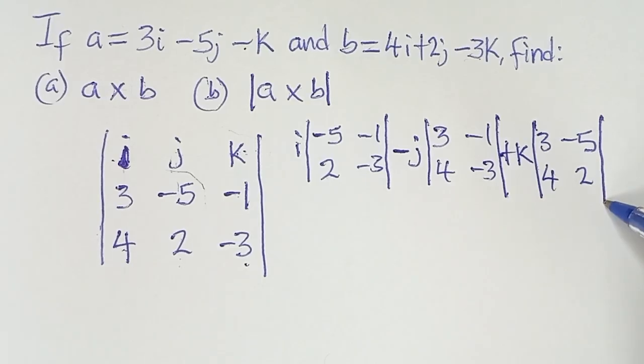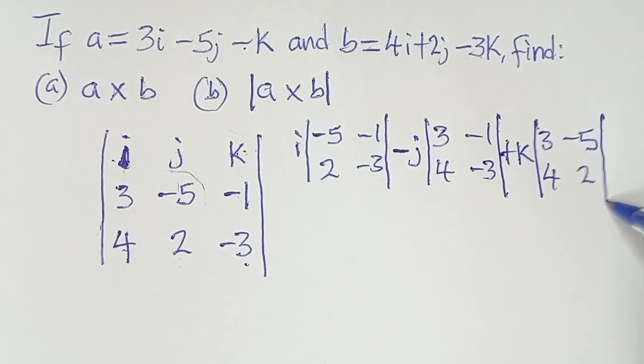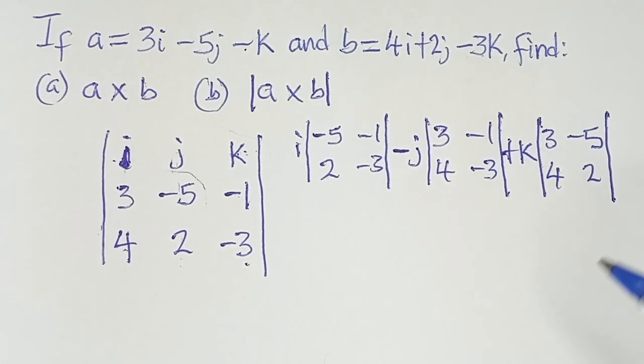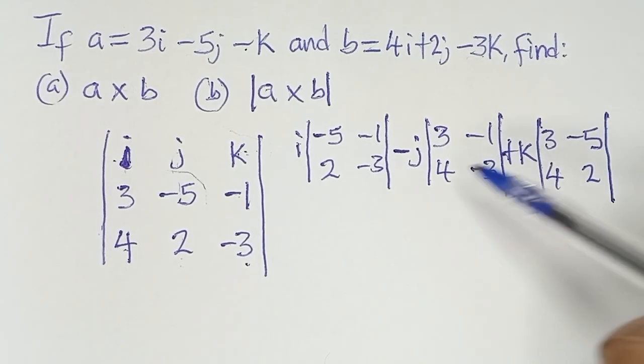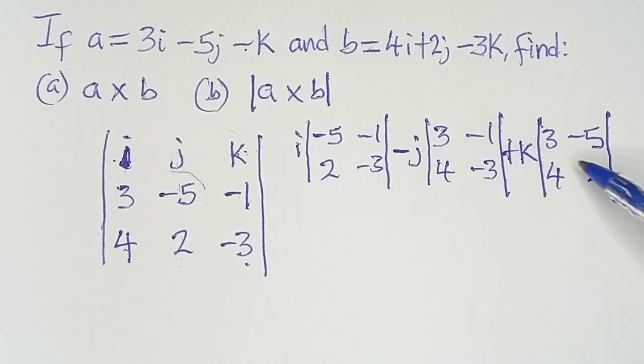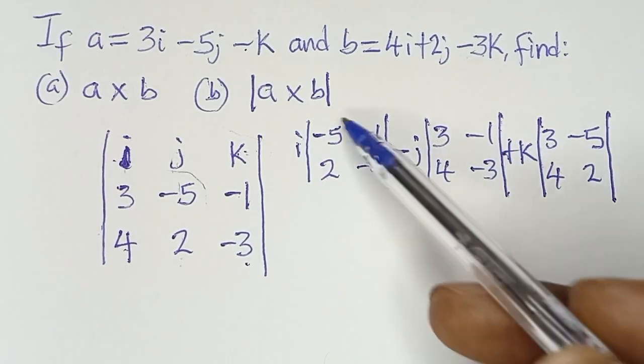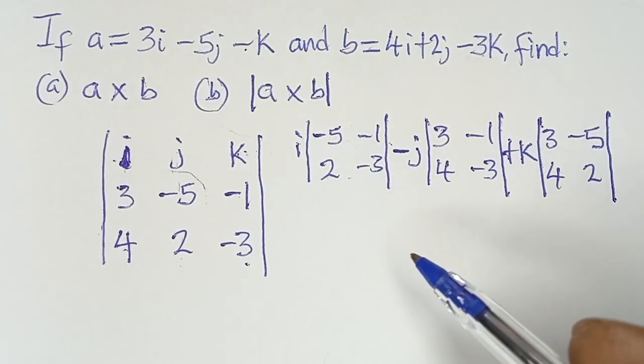So these are the values that we have now. So with that now, we can continue. I want to believe you all know how to take the determinant of a 2 by 2 matrix. So we have a 2 by 2 matrix. We have to take the determinant of this 2 by 2 matrix.